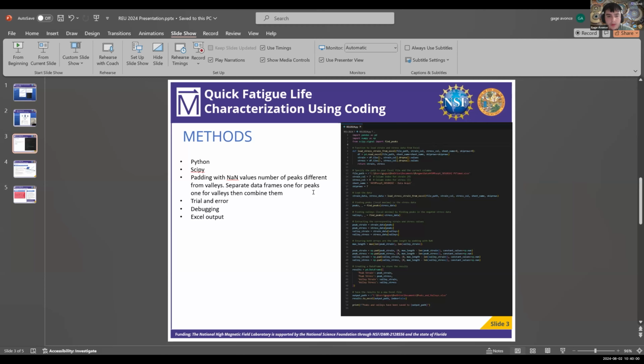There were quite a few bugs and such working my way through this program here. So it was a lot of trial and error.